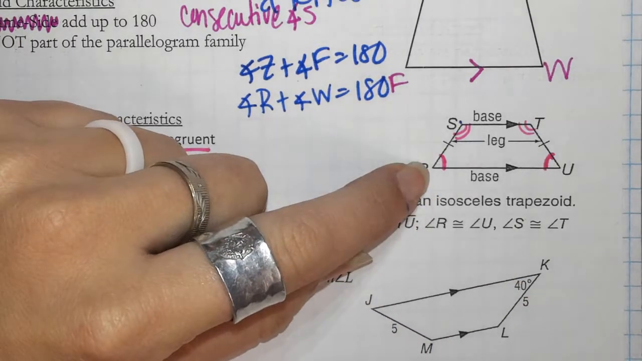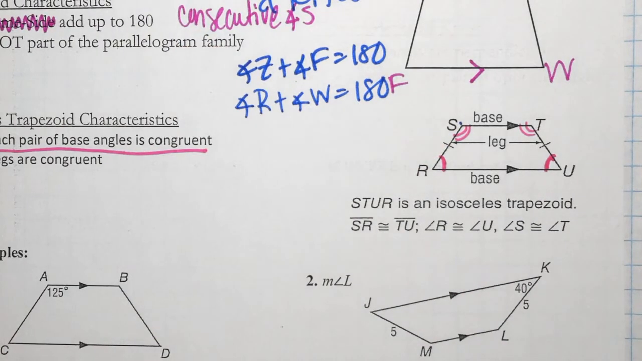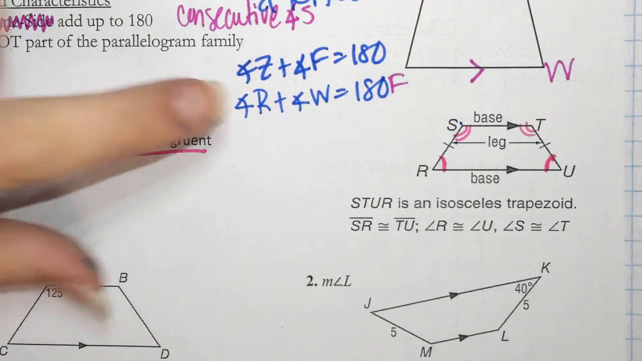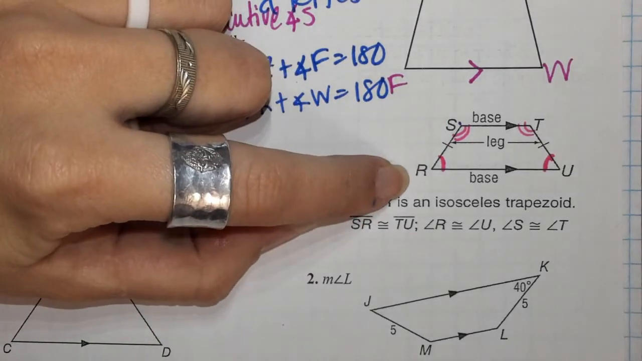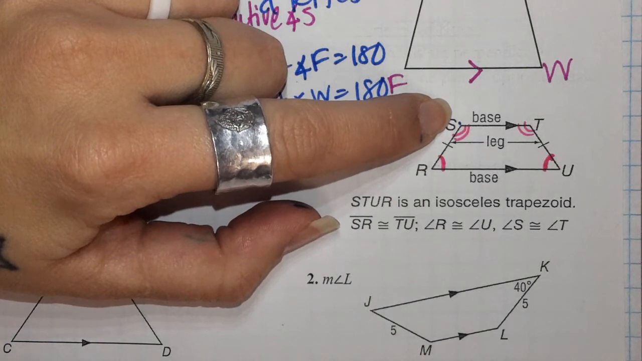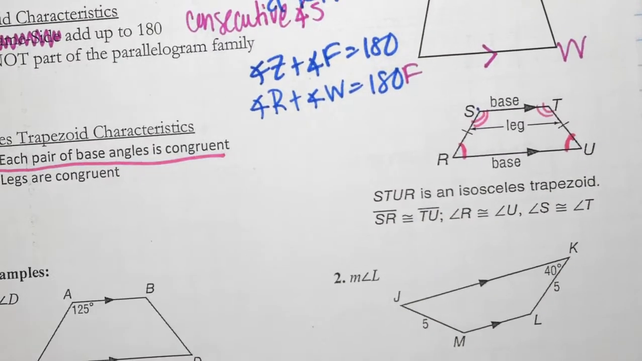So if angle R is 30, what's the measure of angle U? 30. What would the measure of angle S be? We know that consecutive angles are supplementary. So S and R are consecutive angles. If this is 30, what's this? 150. What would T be? 150. That's it. That's all you got to do. Are we ready? Does anybody have a question?